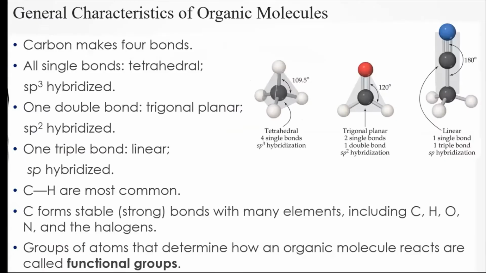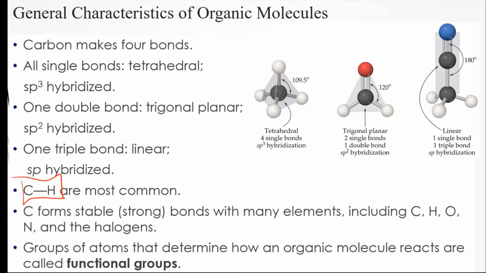Now, the general characteristic is that most of our carbon is going to make four bonds. If they're all single, then we're going to get the tetrahedral shape, so our sp3 hybridized. If we have a double bond, then we get a trigonal planar shape. If we have a triple bond, then it's linear. And in our organic compounds, the carbon and hydrogen bond is our most common. So these carbons form stable, strong bonds with many elements, including other carbons, hydrogens, oxygens, nitrogens, and the halogens.